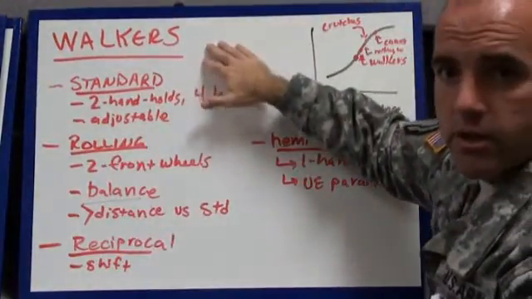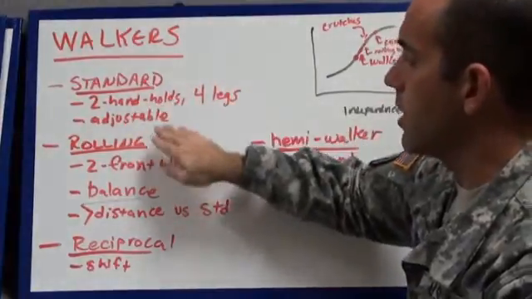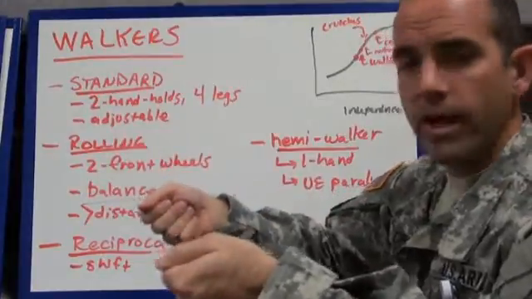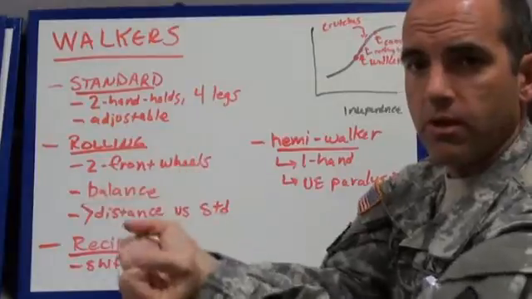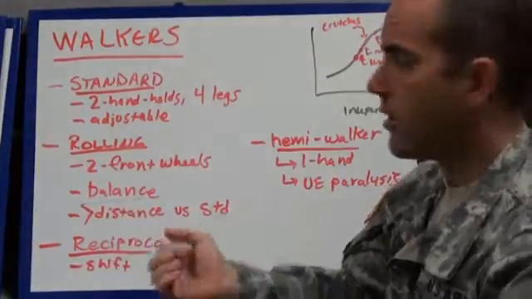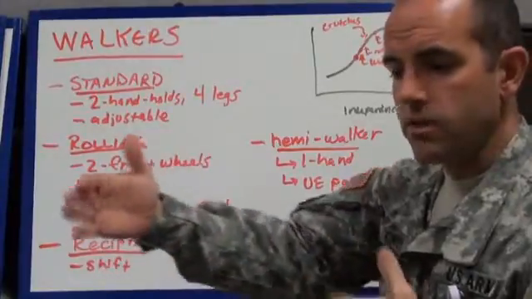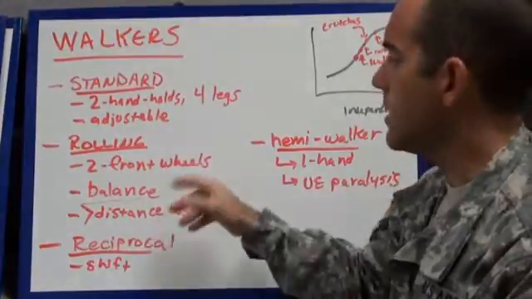Alright, now walkers. The 2 main types that you're going to see are standard walkers and rolling walkers. Standard walkers are aluminum devices that have 2 handholds right up on the top, and they're adjustable. They can collapse, so you can fold them up and put them behind the seat of a car or something. They have 4 legs on them, so that really gives a good base of support for a patient, and they're adjustable for height.